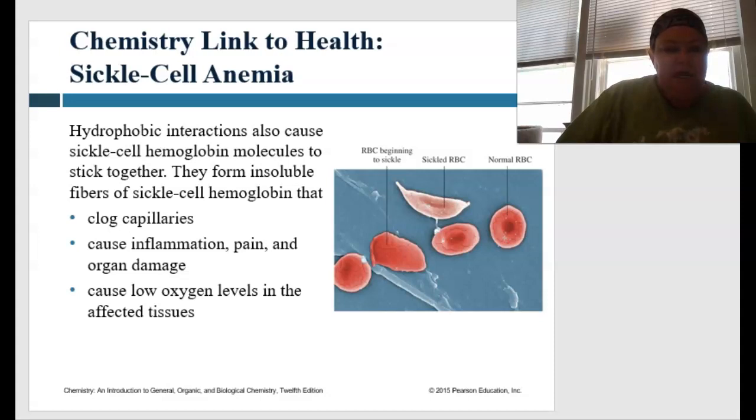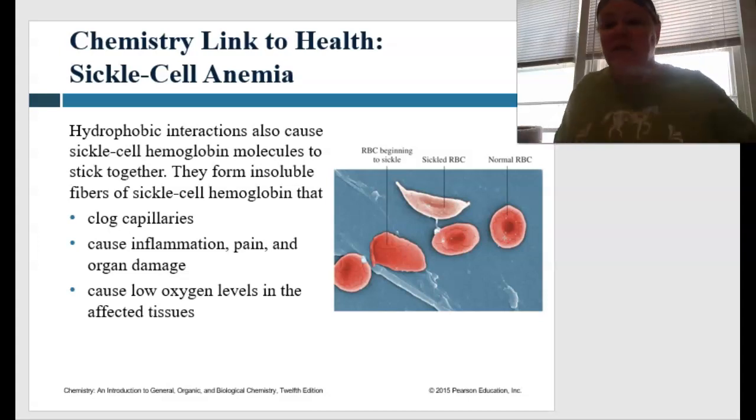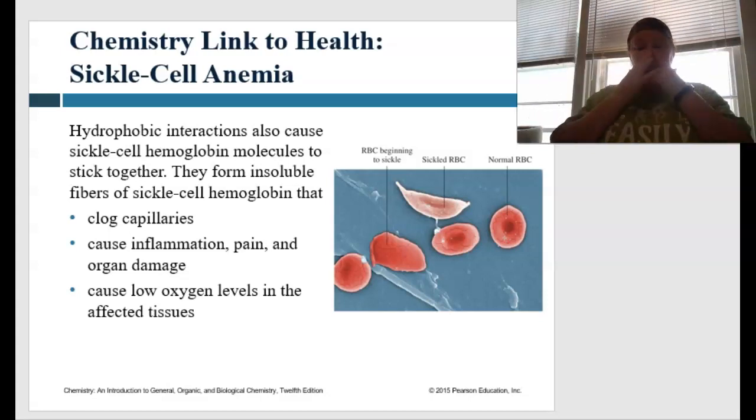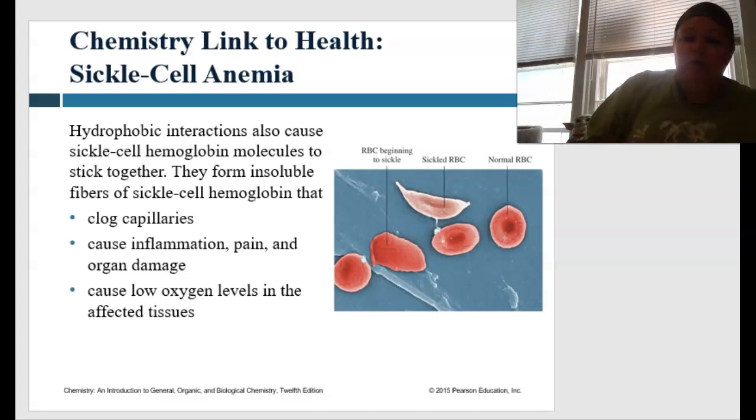So these hydrophobic interactions also cause sickle cell hemoglobin molecules to stick together, and they form insoluble fibers of sickle cell hemoglobin that can clog capillaries, cause inflammation, pain, and organ damage, as well as cause low levels of oxygen in the affected tissues. Because remember, your red blood cells are going to be transporting your oxygen using that hemoglobin. If we have misshaped blood cells, it's not going to be able to transport oxygen as well, and therefore it's going to cause oxygen delivery issues, therefore causing low oxygen levels in the affected tissues.